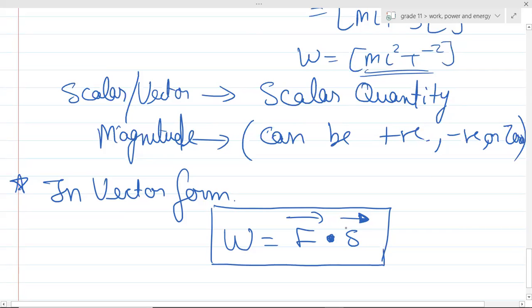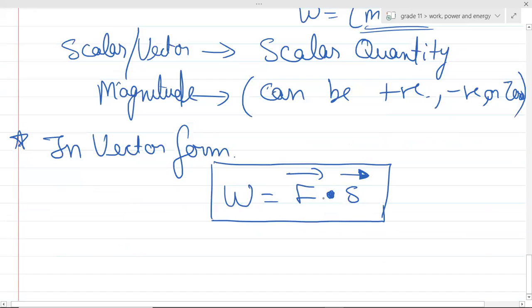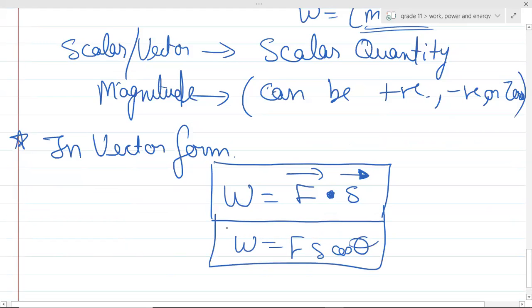Everyone knows this is the scalar product, or basically the dot product, right? So whenever it is W equals F dot S, you can write it as F S. I think we already discussed this when we did AB cos theta, right? Yes or no? Yes, sir.